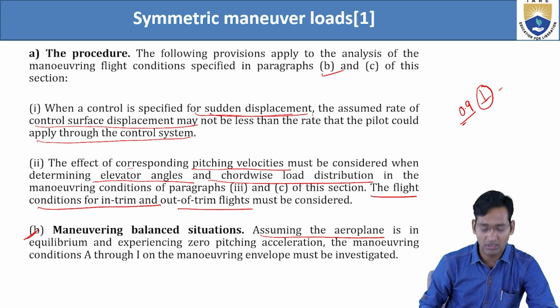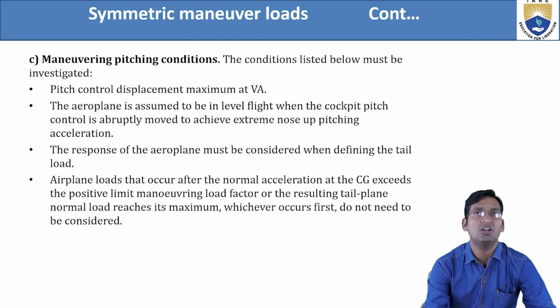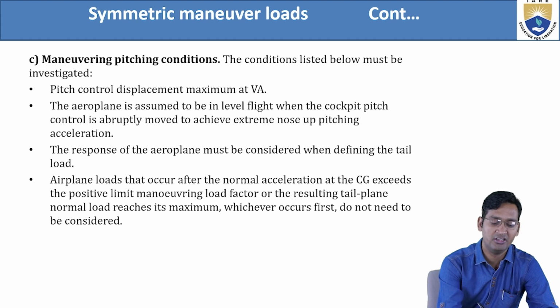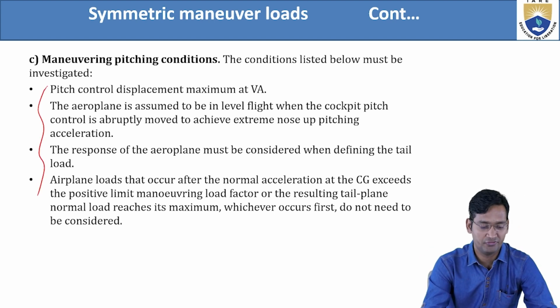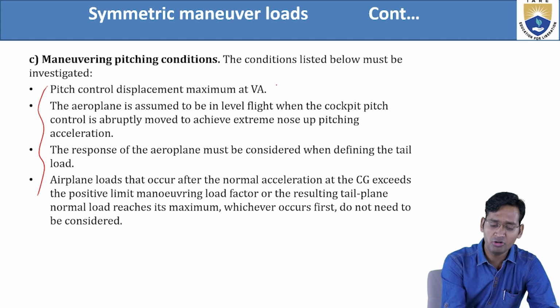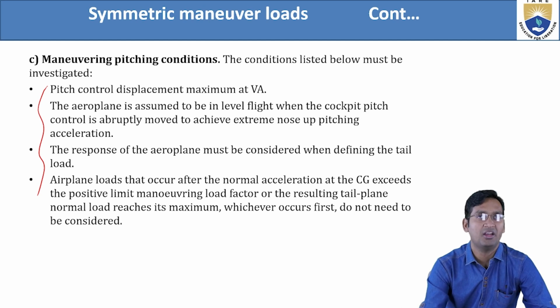And the third one is what? Maneuvering pitching condition. The conditions listed below must be investigated. So while finding this, these things must be checked. First, pitch control displacement maximum at VA. At that VA position, what is the control displacement? That maximum control displacement. The aeroplane is assumed to be in level flight when the cockpit pitch control is abruptly moved to achieve extreme nose-up pitching acceleration.